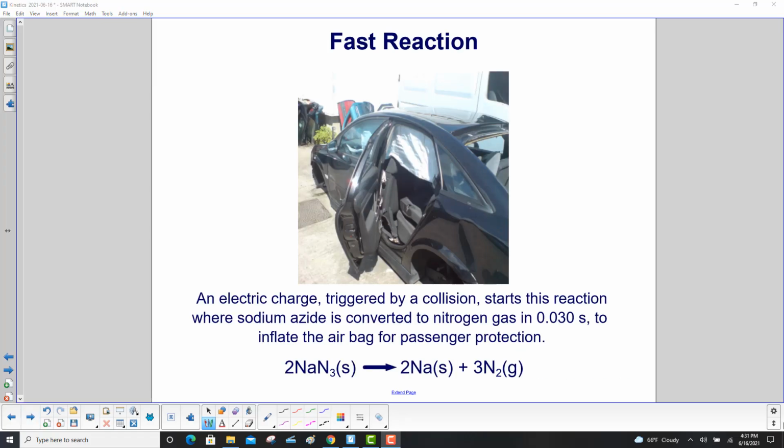Reaction rates. An electric charge triggered by a collision starts this reaction where sodium azide, over here, it's a powder, is converted to nitrogen gas in 0.030 seconds to inflate the airbag with the gaseous nitrogen here for passenger protection.